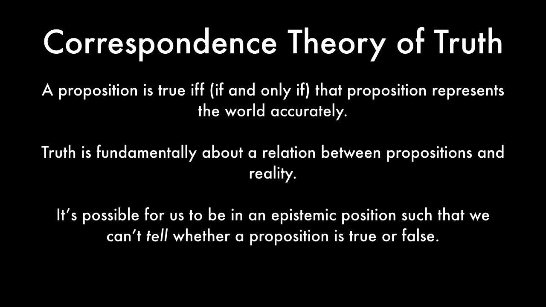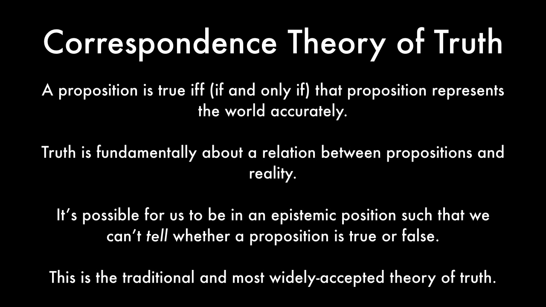So it's possible for us to be in an epistemic position, a position with respect to our justification and knowledge, such that we can't tell whether a proposition is true or false. This is a feature that the correspondence theory of truth has, and it seems to be a beneficial feature. When we're talking about truth, we're talking about reality, it seems. In the same way as sometimes we don't know the way reality is actually structured, sometimes we don't know which propositions are true and which ones are false.